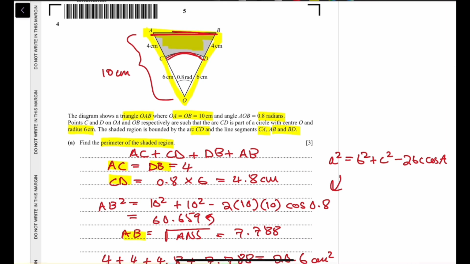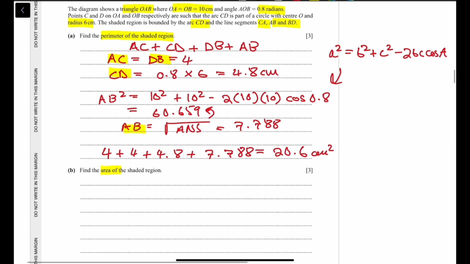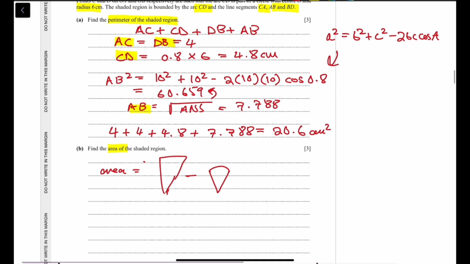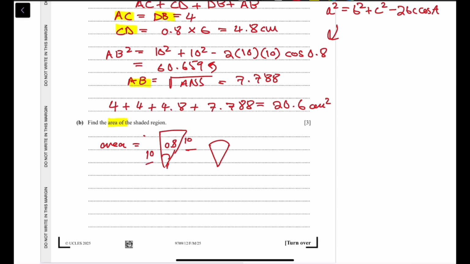Then it asks us to find the area of our shaded region. Now what we can do is, because this is a triangle, to find the area, we can find the whole triangle and subtract it from the sector. Okay? Now, to find the area of the triangle, 0.8, 10, 10, we can use half ab sine C. So, half ab sine C equals half 10 times 10, so 10 squared times sine 0.8.